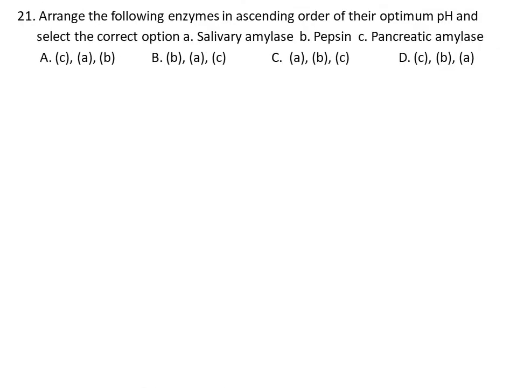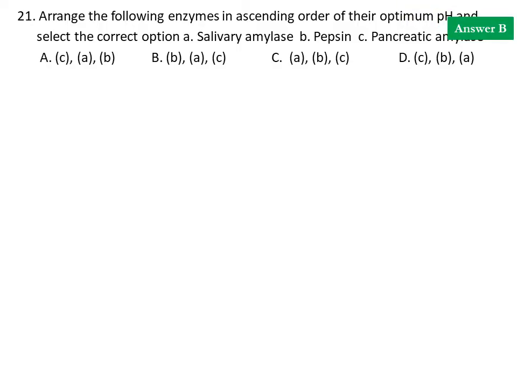Question 21. Arrange the following enzymes in ascending order of their optimum pH and select the correct option. A. Salivary amylase. B. Pepsin. C. Pancreatic amylase. Options: A. CAB. B. BAC. C. ABC. D. CBA. So the answer should be B.